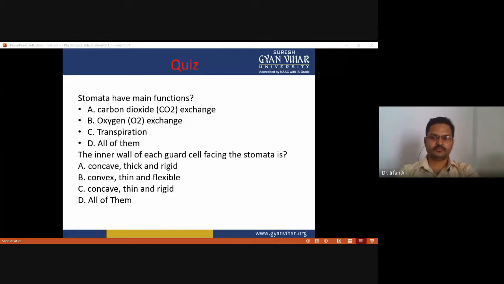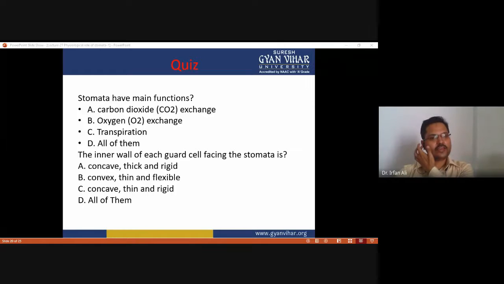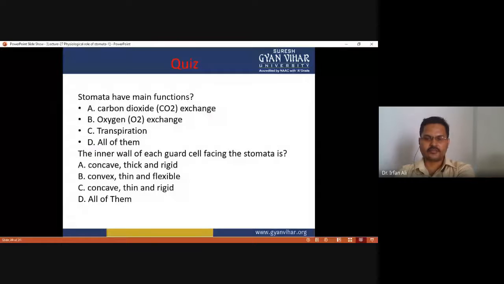Jyoti, sir, which is the correct answer? Concave, thin, or rigid. Correct: concave, thick and rigid. Very good.